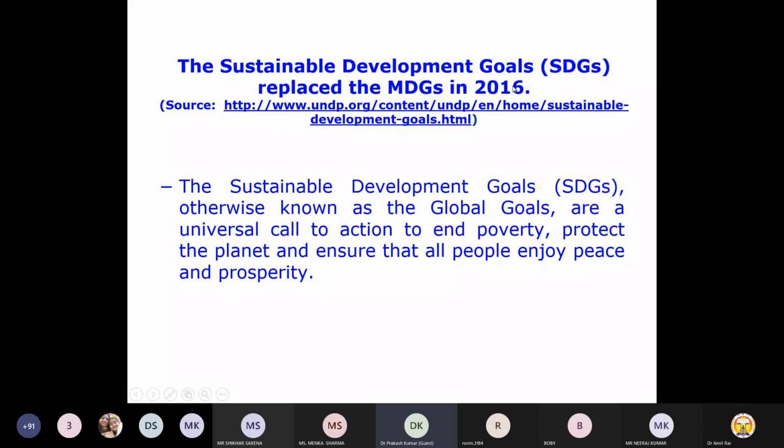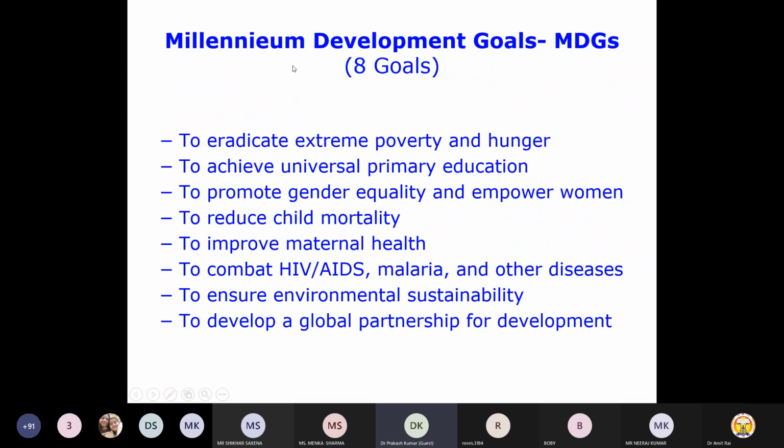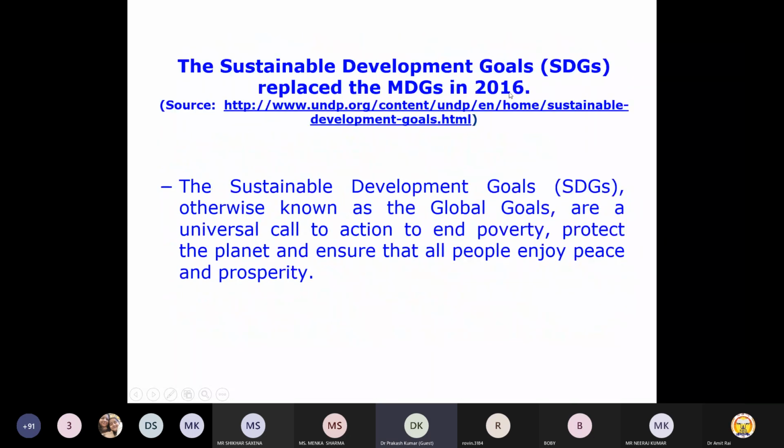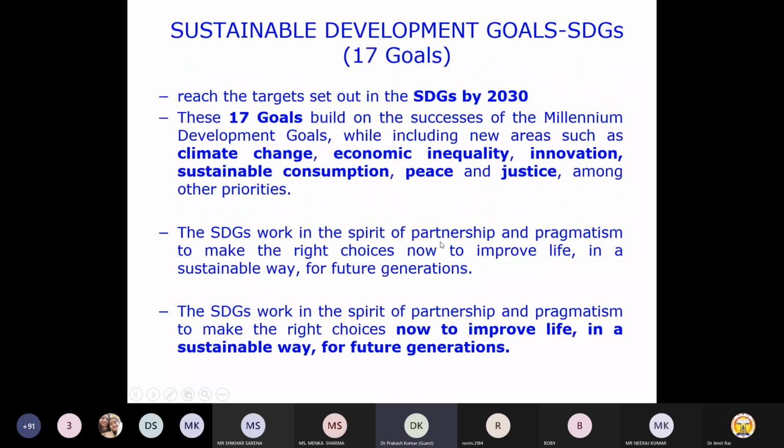Similarly, in 2016, 17 goals were defined. Earlier the goals were named Millennium Development Goals. Now 17 goals are defined, and these goals are known as Sustainable Development Goals, SDGs, which are supposed to be achieved by 2030. We have to achieve them. So the world is moving in that direction. How many goals? 17 goals.